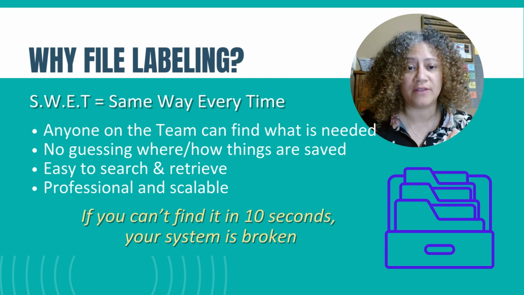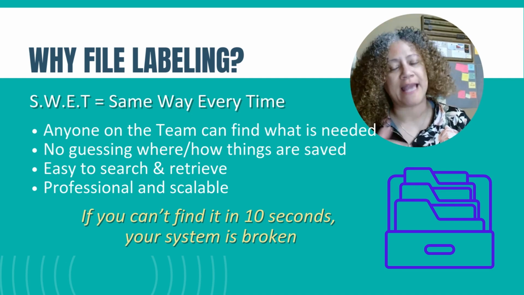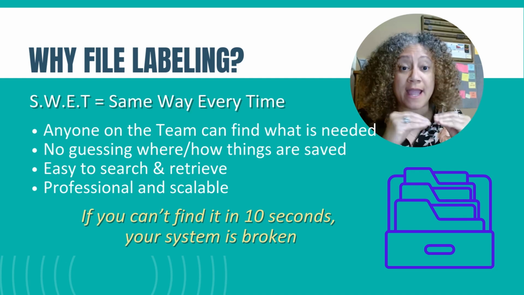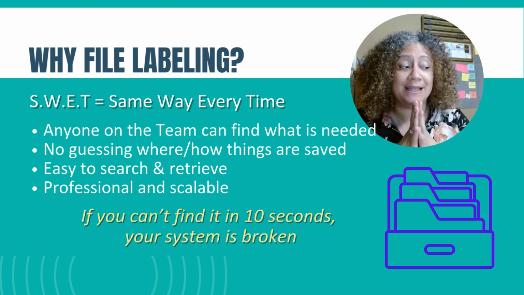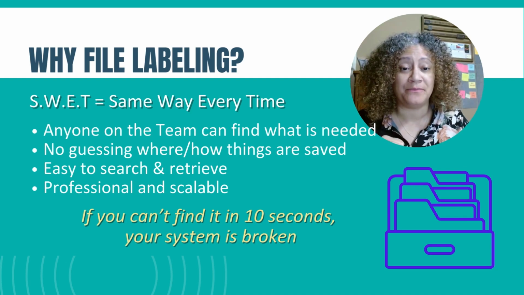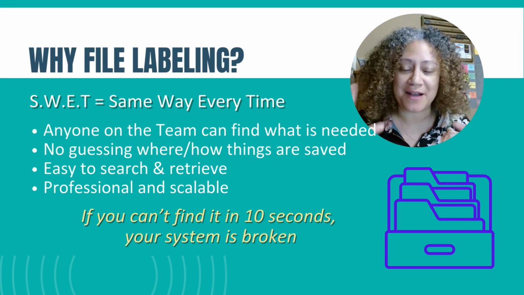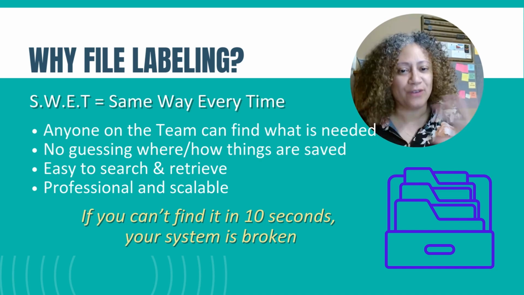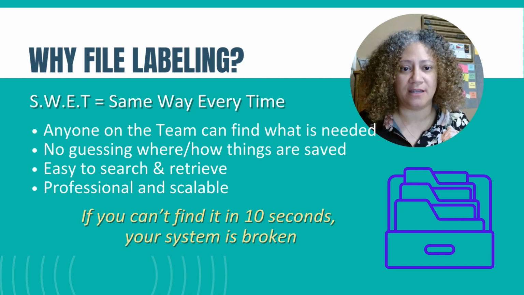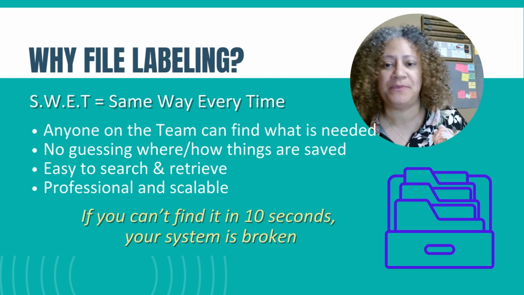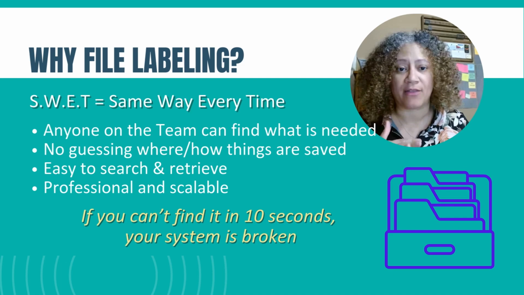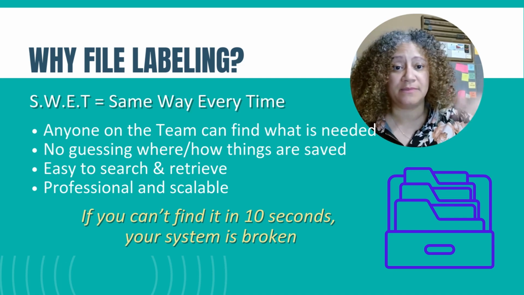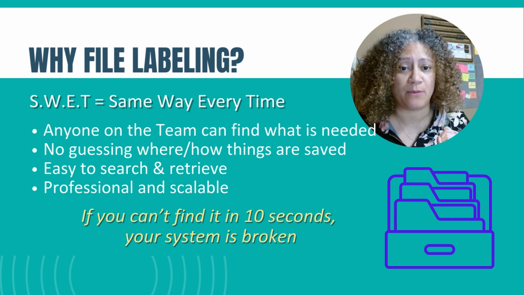You may have heard of the concept of SWEAT. Same way every time. You want to do the same thing the same way every time because it actually cuts down the time that you have to think about doing something. You can kind of do it automatically. But also everyone on your team will find what's needed because it'll be the same system every time. No guessing where or how things are saved. Easy to search things if you have the same system, you're labeling the same way every time.